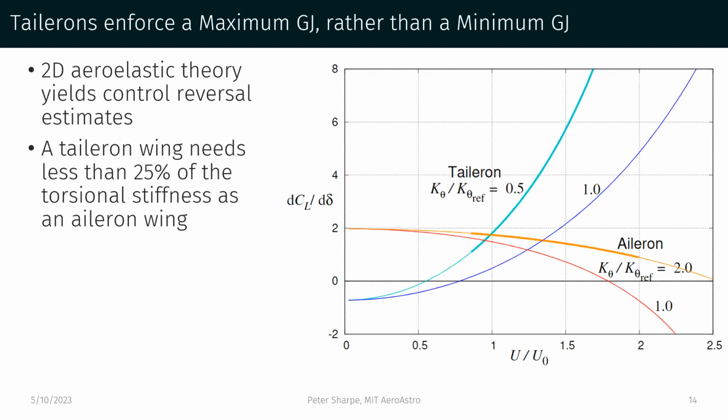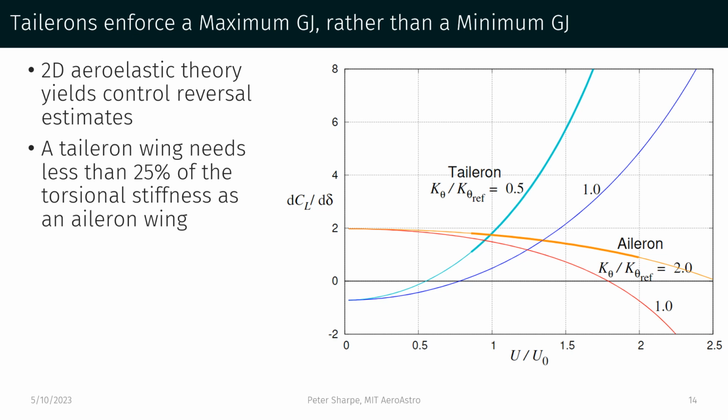We can also use the 2D theory here to yield control reversal estimates. So in the chart on the right, we're essentially plotting the roll control power as a function of the normalized airspeed. In the aileron cases, which are shown in red and orange, the control power actually decreases with increasing airspeed because of this reversal phenomenon. For the taileron case, however, shown in the blue lines, the control power actually increases with increasing airspeed because you become even more reversed.